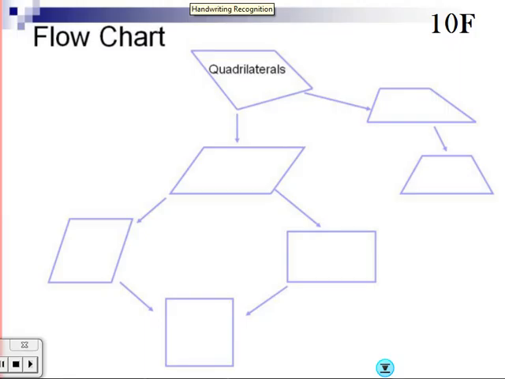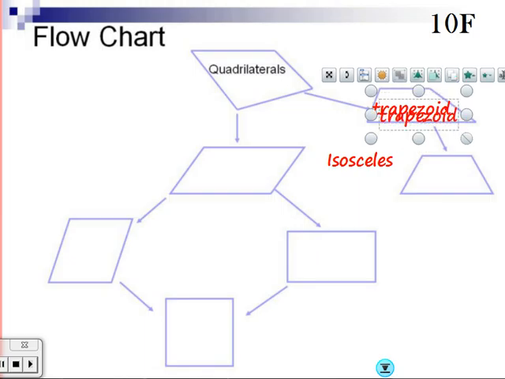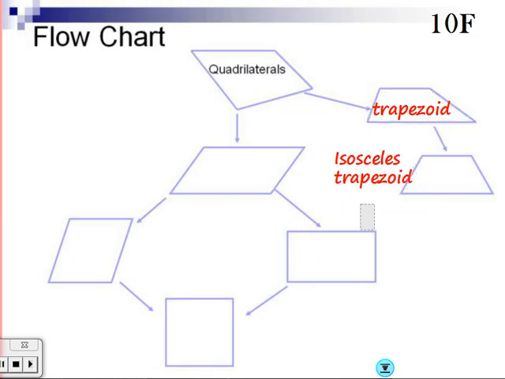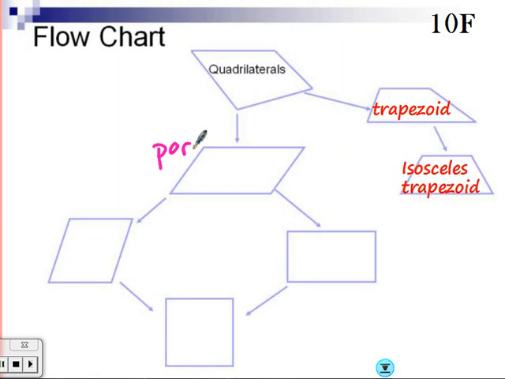We did that today. So quadrilaterals over here on the right, I'm going to start with trapezoid. And then specifically what kind of trapezoid might I have? An isosceles trapezoid. We could also just have, generally speaking with quadrilaterals, a parallelogram. So we have a parallelogram.